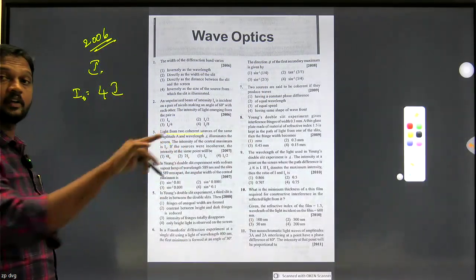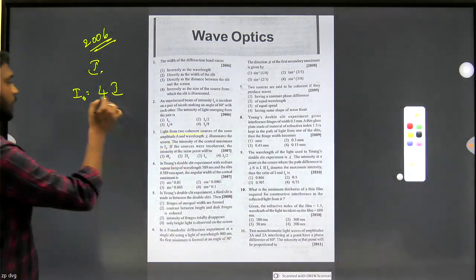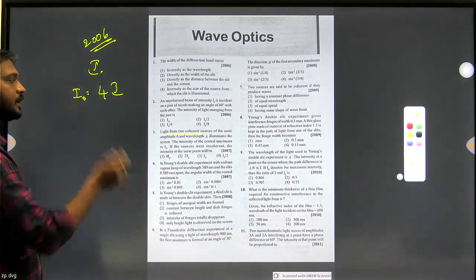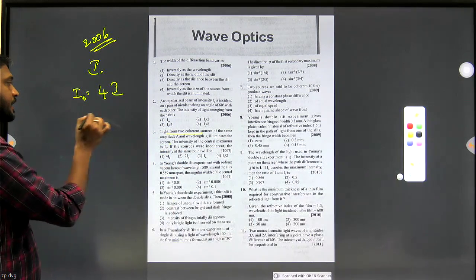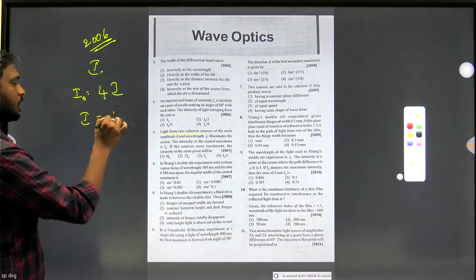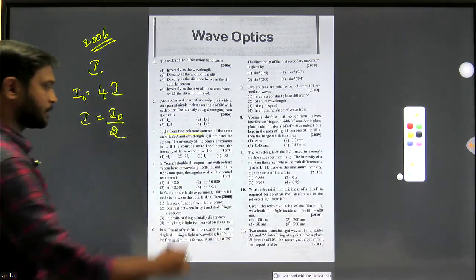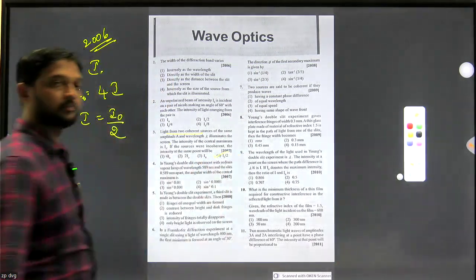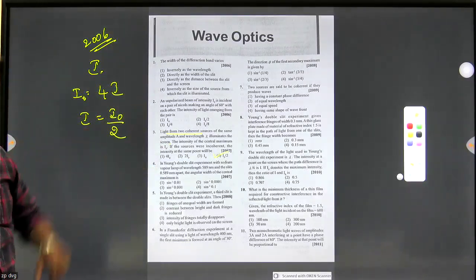If the sources are incoherent, the intensity at the same point is I equals I naught by 2. Then option 4 is the right answer. Is it clear? So next one, question number 4.